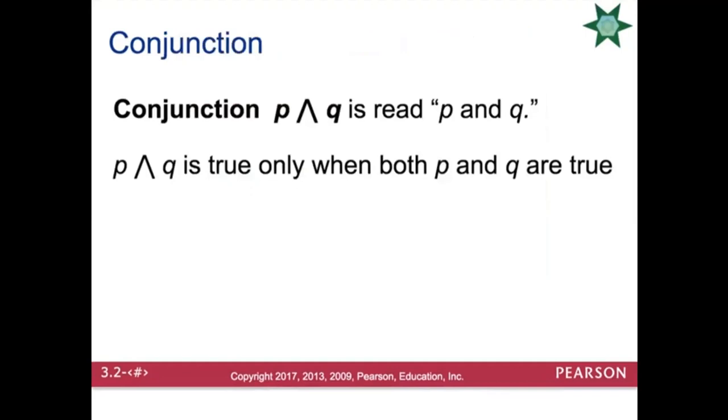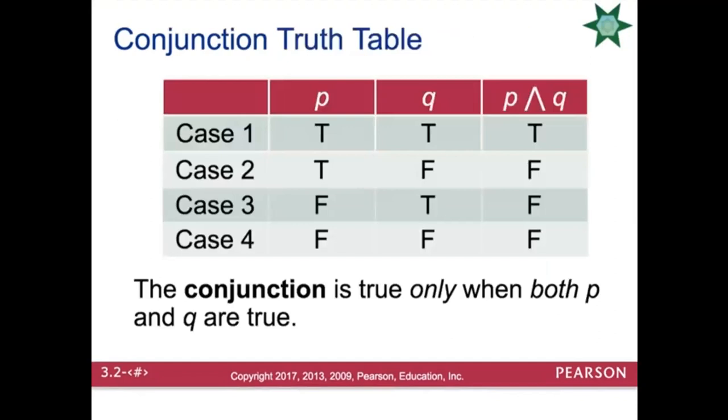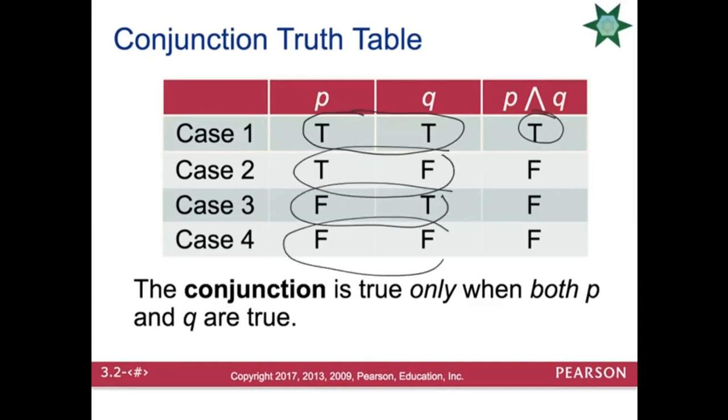Remember that conjunction, P and Q, is only true when both P and Q are true. So the conjunction truth table is going to look like this. Case 1, if both of your statements are true, then the conjunction of that statement will be true. But in any other scenario, if the second statement is false, if your first statement is false, or if both statements are false, the conjunction of the 2 statements will be false.